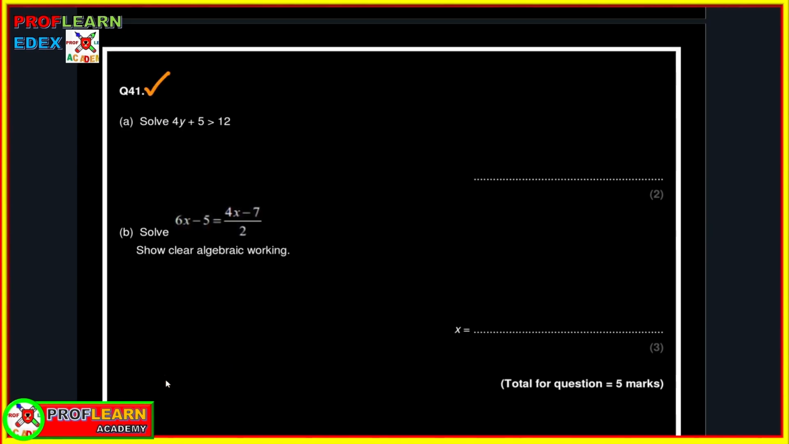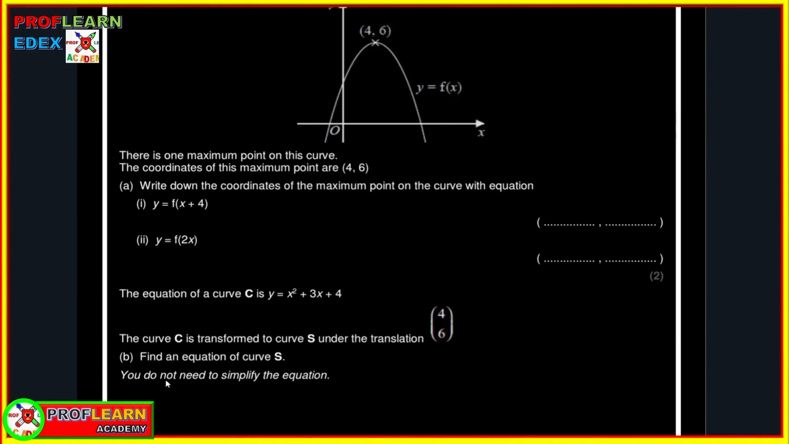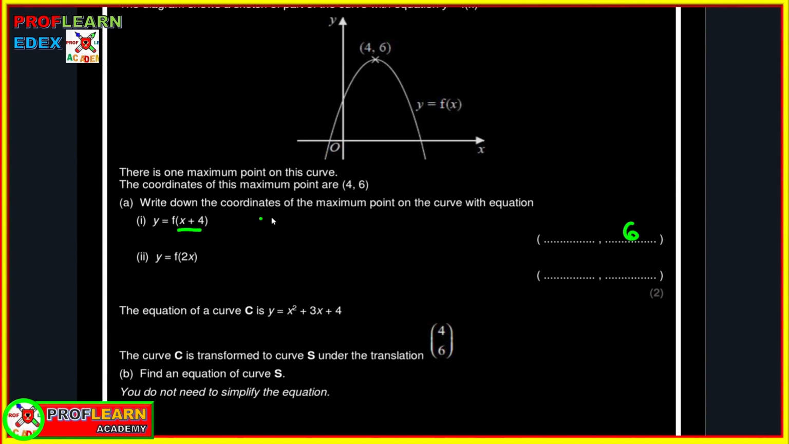Solving quadratic inequalities. Already we have done this. These questions we have done them. I would like you to attempt them. Okay, this one we are told to write down the coordinate of the maximum point. Remember the maximum point here is 4, 6.